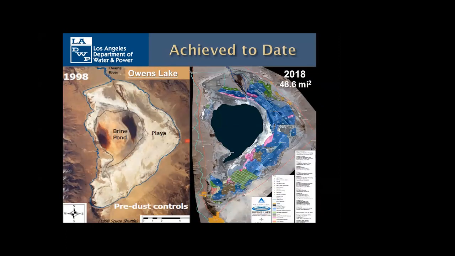What it looks like now compared to 1998, the brine pool is blacked out because the satellite overpass did not capture it. So it just looks black, right? That's not how much water is in there. But the brine pool looks more like this even today, just standing saturated brine water.